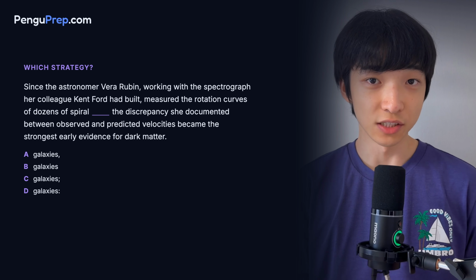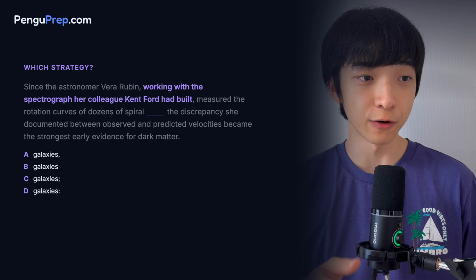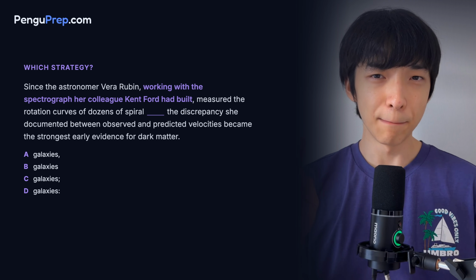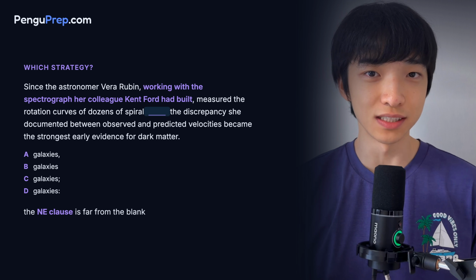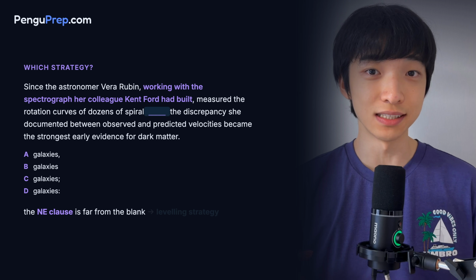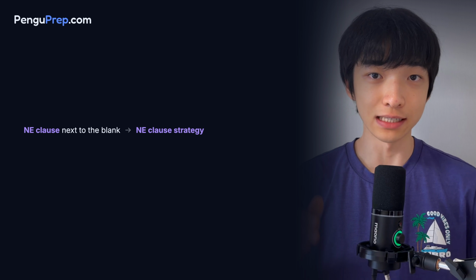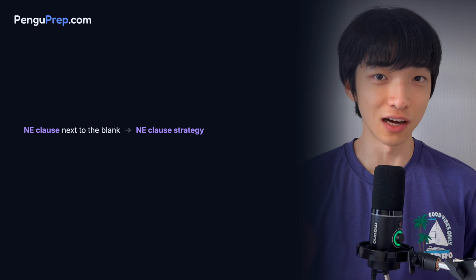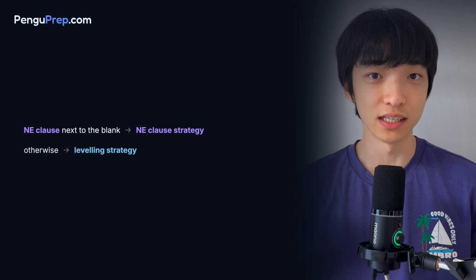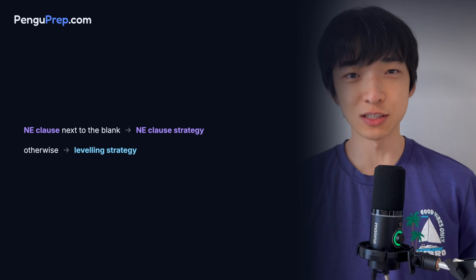This problem has a non-essential clause, working with the spectrograph her colleague Ken Ford had built. But the blank is not next to this non-essential clause, so in fact, this is a leveling problem. So again, if the problem contains a non-essential clause that's right next to the blank, then use the non-essential clause strategy, but otherwise, use the leveling strategy. Let's practice with some problems now.